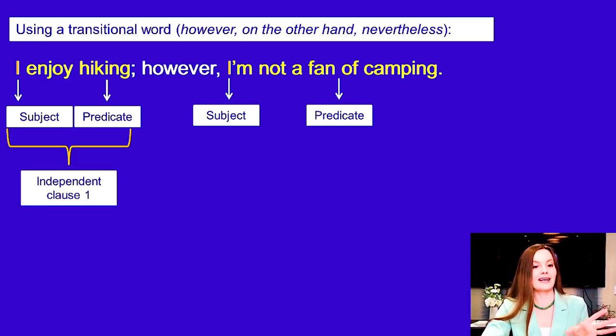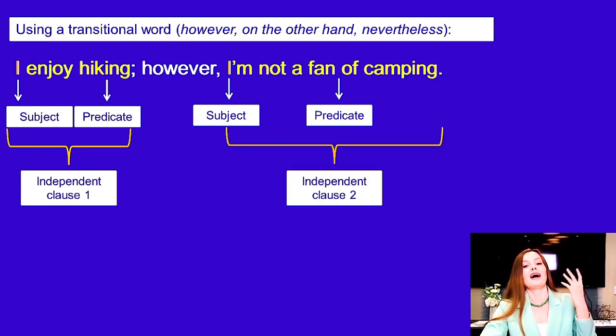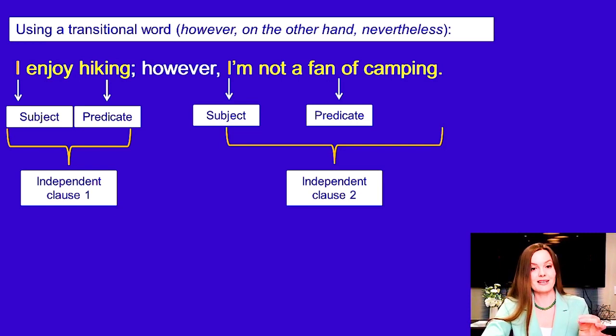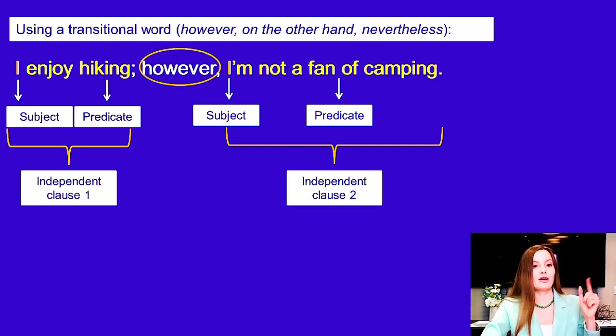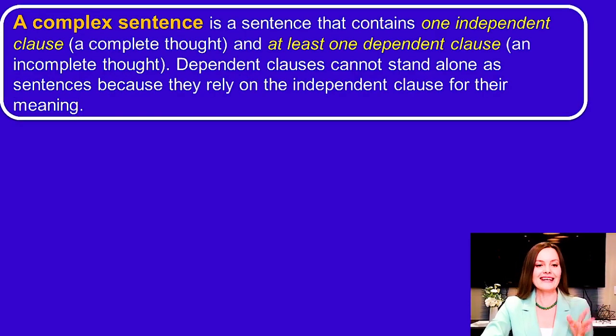I enjoy hiking is the first independent clause, and I'm not a fan of camping is the second independent clause. So those two ideas can exist independently from each other. And they're combined by a transitional word, however. Here you go. This is how we build compound sentences. And finally, let's talk about a complex sentence.